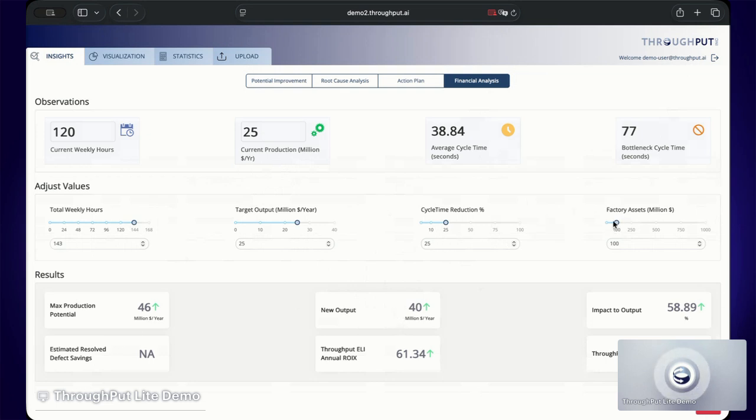Of course, there's more things that you can play around with here in terms of your factory assets. You're able to quickly calculate the return on investment and the return on your assets by doing these sort of improvement efforts. Thank you so much, and that's the quick cycle time demo.